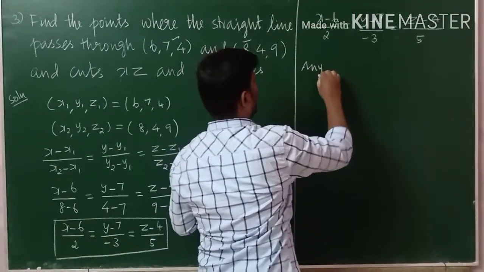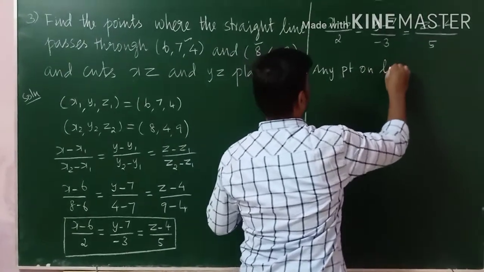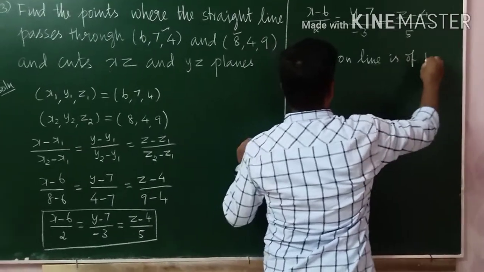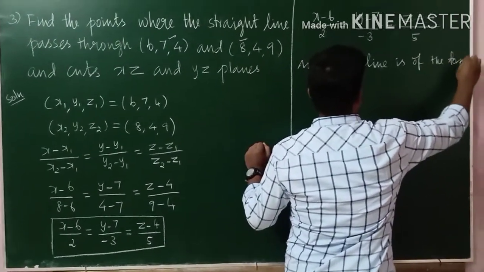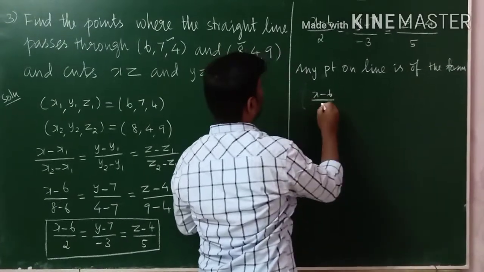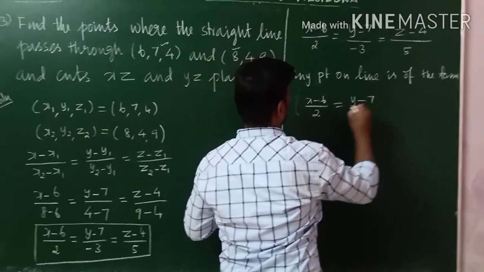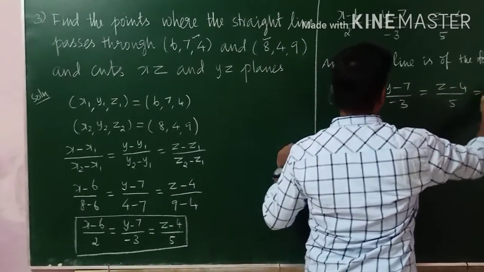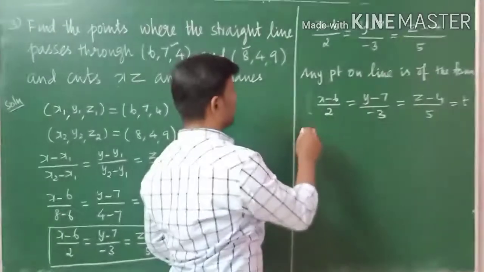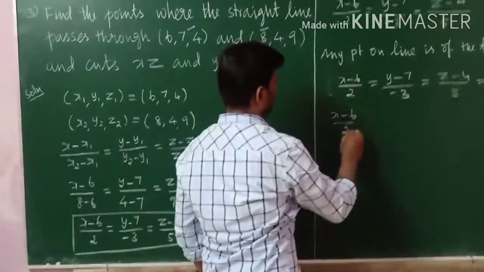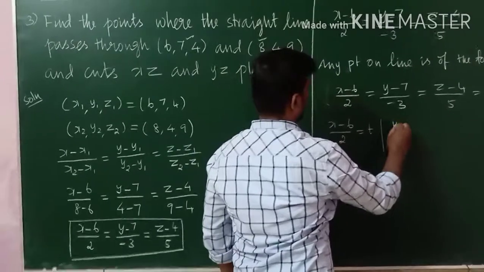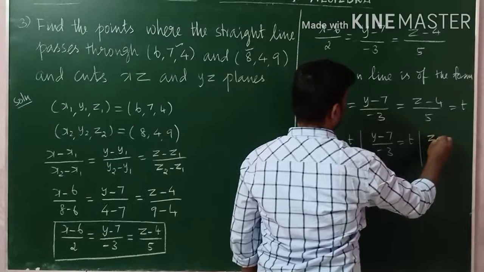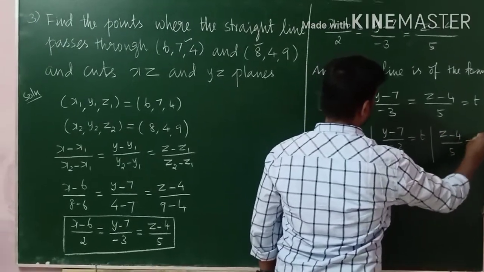Any point on the line is of the form: we can take (x - 6)/2 = (y - 7)/(-3) = (z - 4)/5 as any constant t. So we will take (x - 6)/2 = t, (y - 7)/(-3) = t, (z - 4)/5 = t.